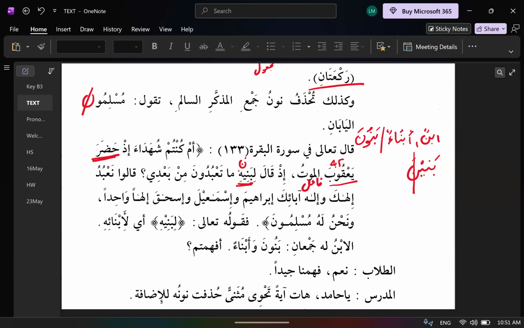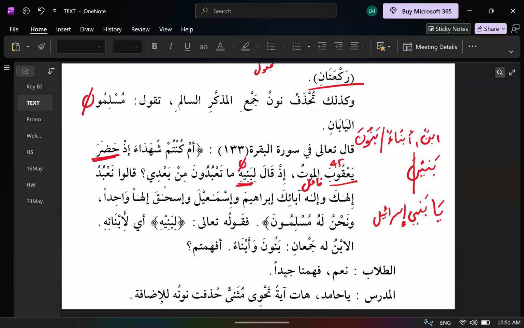The noon got dropped over here when he said to his sons, li banihi ma ta'buduna min ba'di. We see all the time ya bani Israel, right? That is banin Israel. The noon got dropped, so it becomes bani. Ya bani Israel. Same concept over here: idh qala li banihi. The noon got dropped. Ma ta'buduna min ba'di.